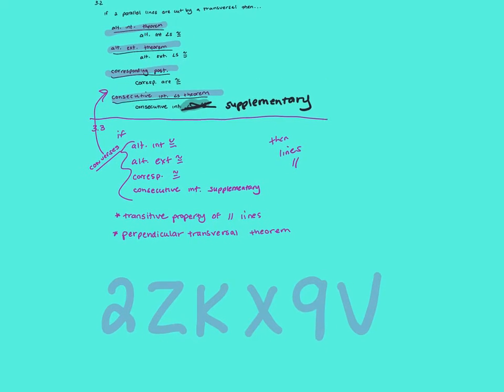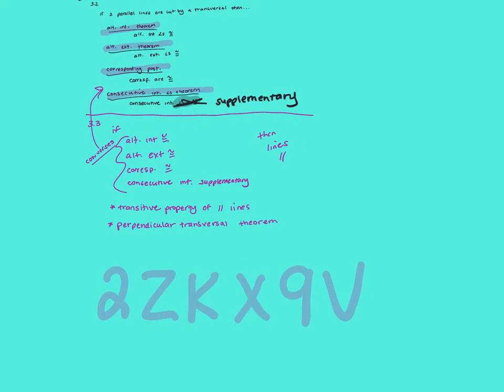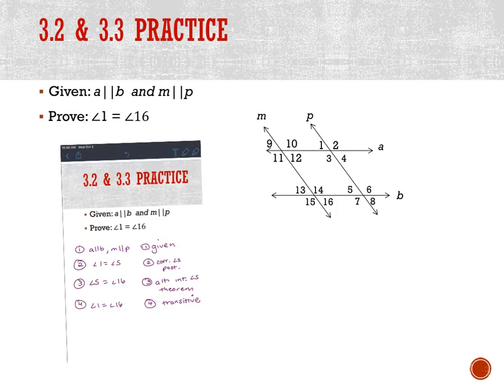Okay, so corresponding, alternate interior, and alternate exterior are congruent, but consecutive interior are supplementary. Thank you very much. Okay, this is again the class kickoff. Let's get in there and do as many of them as we can to do this proof, but this is one way to do this proof.